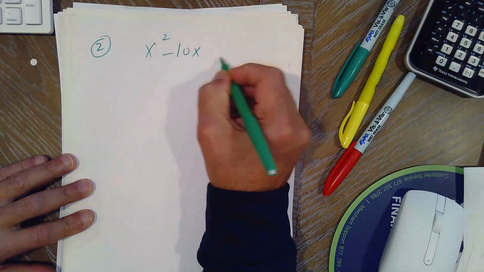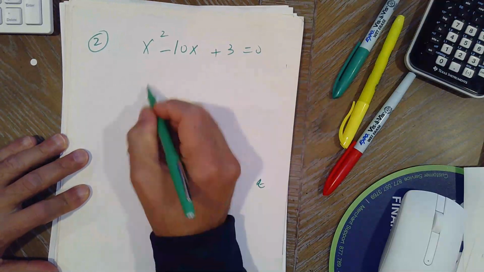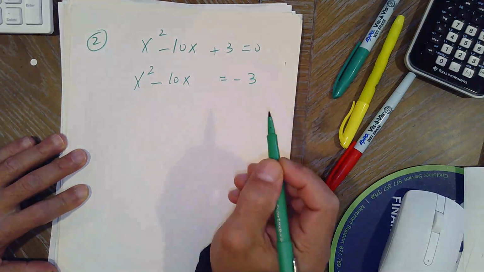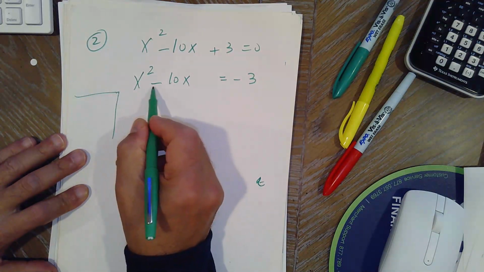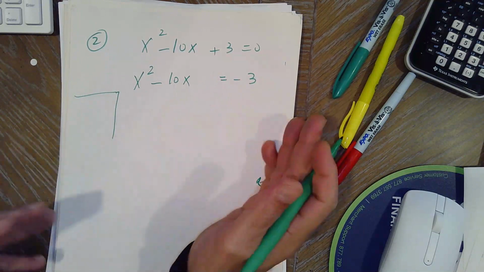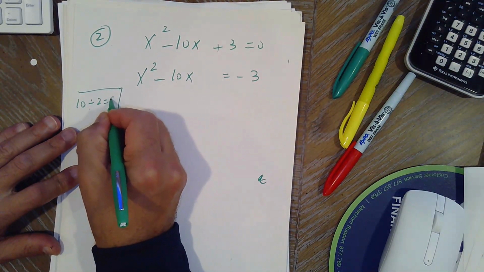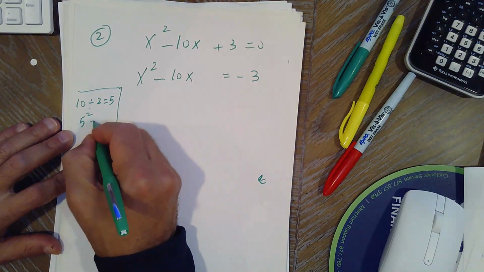Minus 10x plus 3 equals 0. Again, complete the square. So we're going to move the 3 over. And then we're going to take that number. Usually I leave the sign alone when I square because it's going to be positive regardless. Okay? So 10 divided by 2 is 5. Even if it was -5, when you square it, it's positive. Okay? That's why I leave it alone.